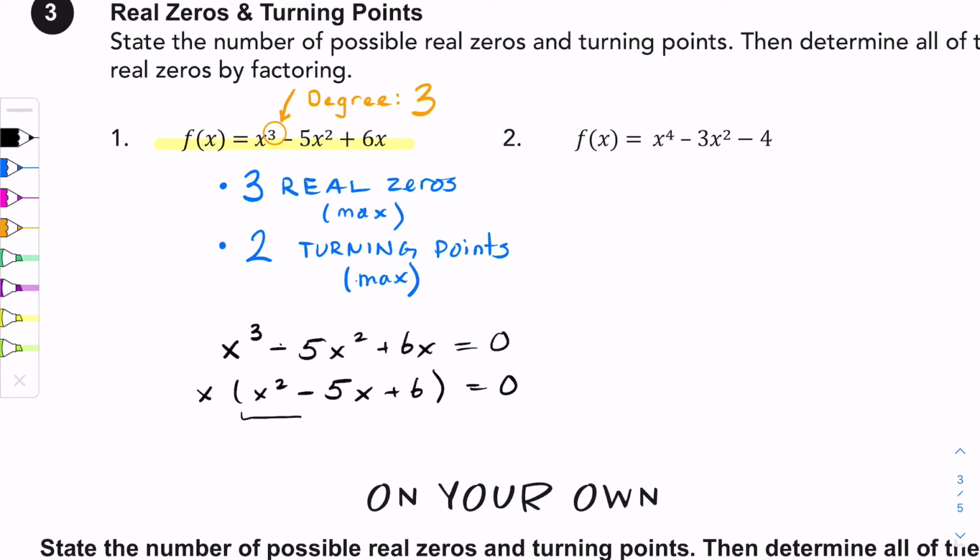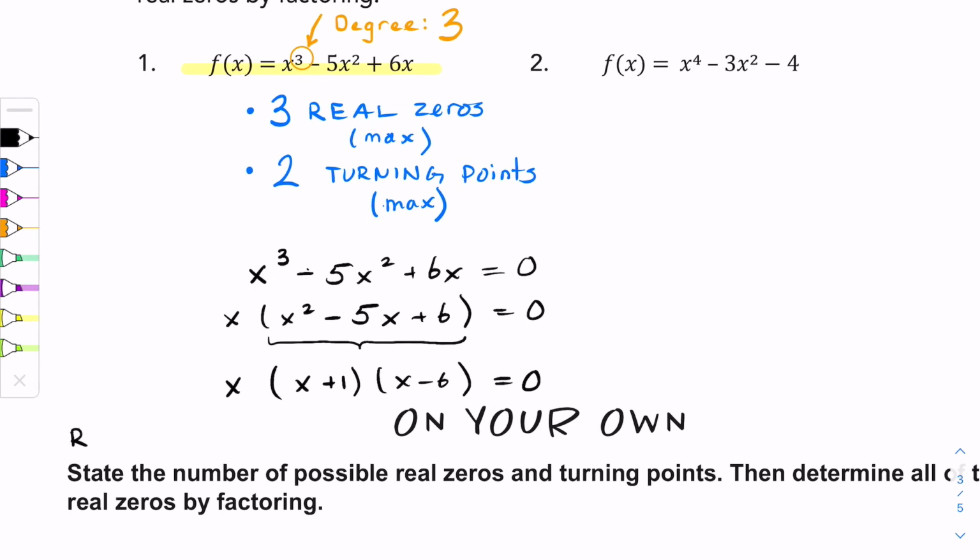I need to factor here. So what two numbers multiply to positive 6 and the same two that add to equal negative 5? That would be negative 2, negative 3. When I set each factor equal to 0, I can get my real zeros. And I'm just going to list them. Here I'd have a 0 of 0. Here I would have a 0 of negative 1. And there a 0 of positive 6. So I'm going to list them as negative 1, 0, and 6.